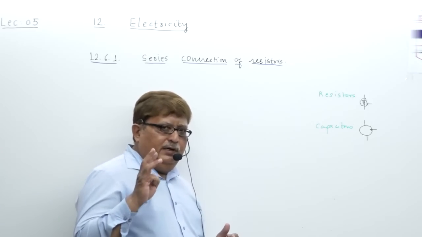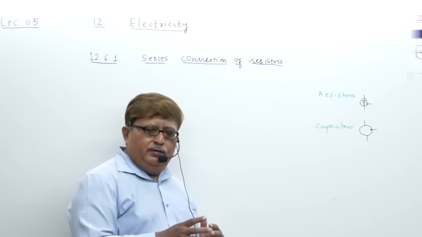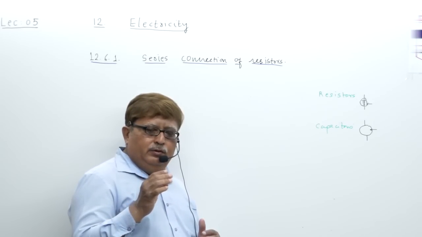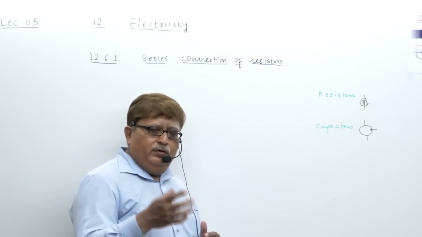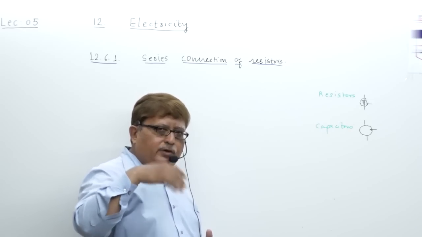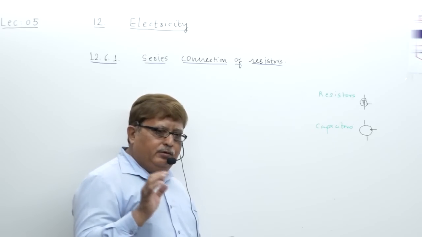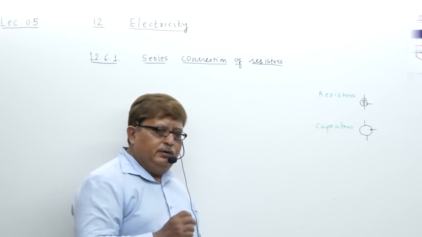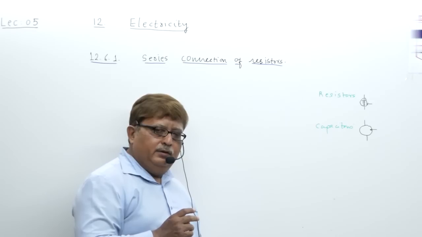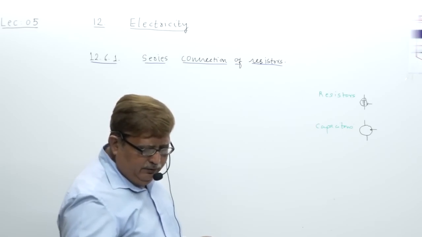We are taking three resistors, but whatever conclusion we derive for three resistors applies to any number of resistors, maybe 4, 5, 10, 20, 50, 100, 150, 200, whatever. We are studying this particular topic only for three resistors. Understand? First, suppose I have taken three resistors.